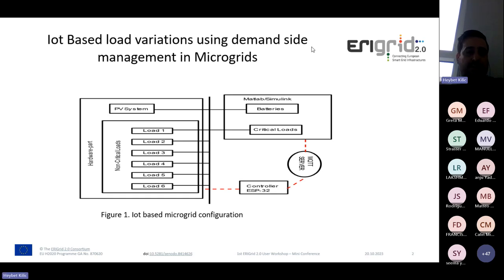In the first figure, we have the hardware parts. In the hardware parts, we have a PV system and the non-critical loads, and we also implement the battery system in MATLAB Simulink, and the critical loads are there too. All the control is implemented at the ESP32 controller, which communicates with both the hardware parts and the simulation part through an IoT-based MQTT server.